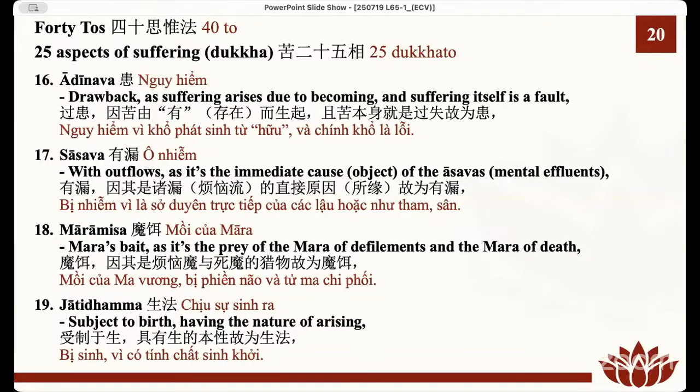Sasava, with outflows, as it is the immediate cause, object of asava, mental affluence. Okay, here you may have already known the Pali word asava. Kamasava, because it's an intoxicant, right? Intoxicated with pleasure. Bhavasava, intoxicated with attachment to life. Ditthasava, intoxicated with wrong view, and avijjasava, with ignorance. So this aggregate is also the object of asava. We can say object of mental intoxicant. That's called sasava. Actually, when we elaborate asava, there can be many other things also. As we already mentioned before, it is like a long-time fermented intoxicant. This is called asava.